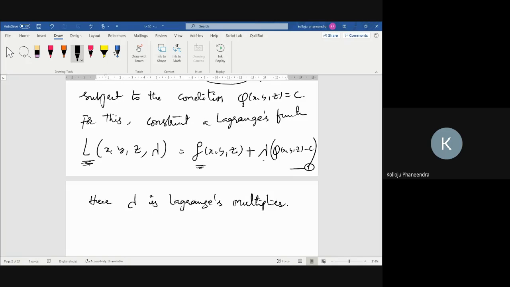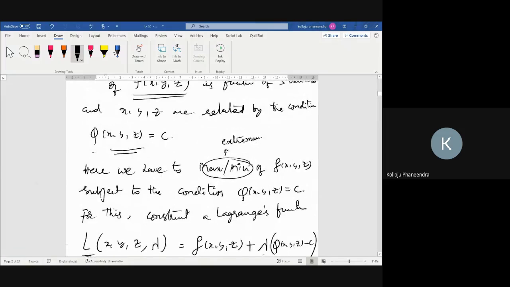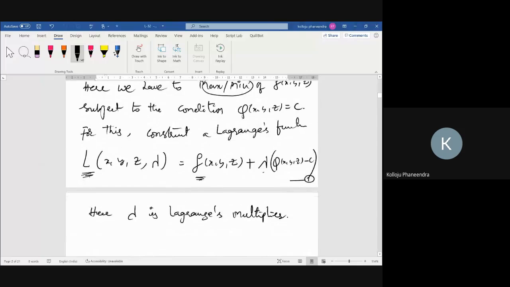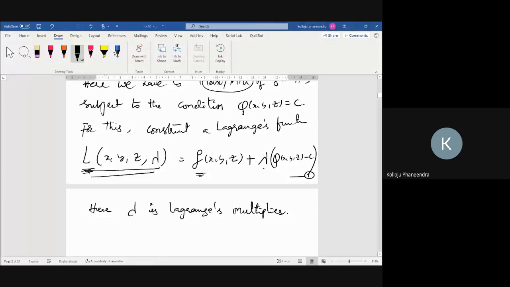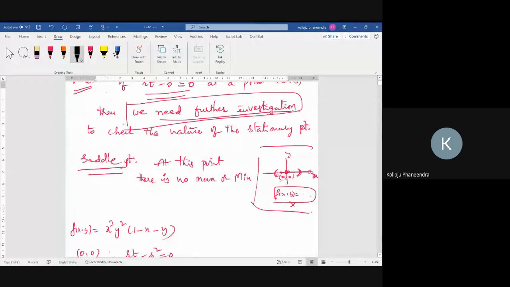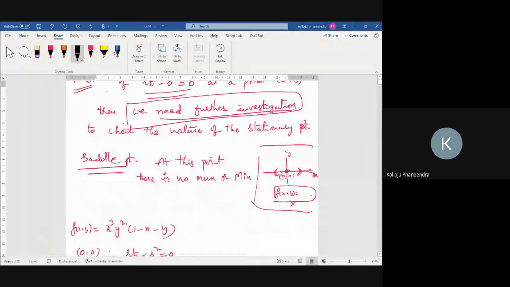Now see why I am constructing the Lagrange's function. Actually, in the problem, we are finding maxima and minima subject to this condition, so there are two functions. By constructing this Lagrange's function, there is only one function. What is that function? f plus lambda phi, and that function is L. Then what are the necessary conditions to minimize or maximize?